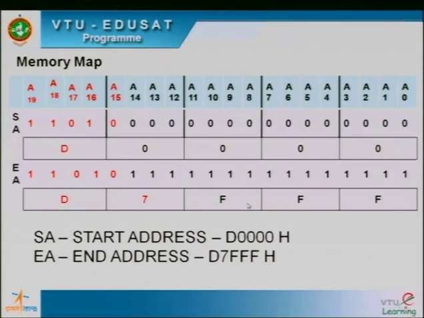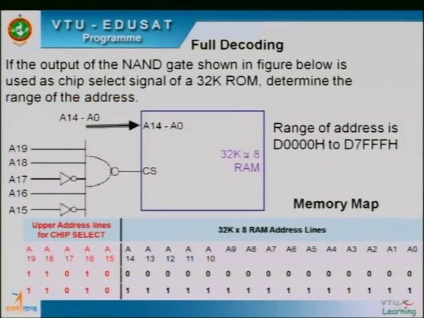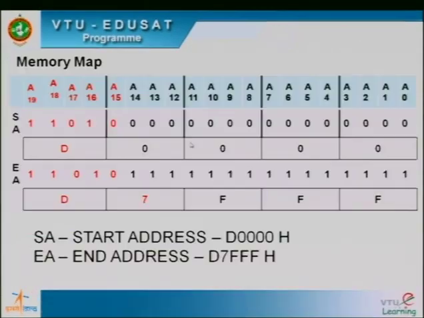Similarly, the end address. So what is the last location in the RAM? The last location in this RAM happens when all these address lines are 1. When all these address lines are 1, again group it 4 together. These 4 bits is F, and these 4 bits is F, and here only A12, A13, A14 can become 111. Whereas A15 is given to the chip select, and that remains as 0. And this A19 also will remain as it is, and when I club all this together, this will become 7 and this will become D. So the end address of this RAM is D7FFF. So the range is from D0000 to D7FFF.